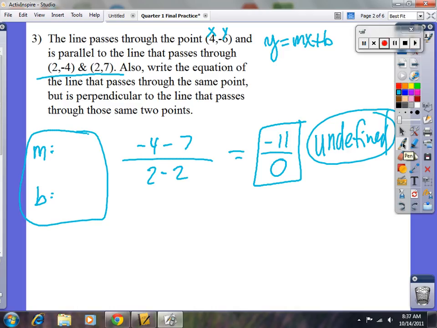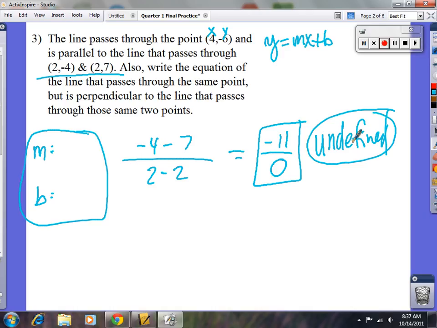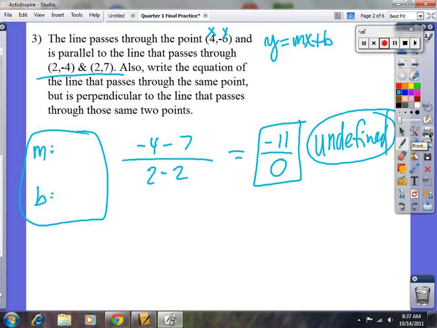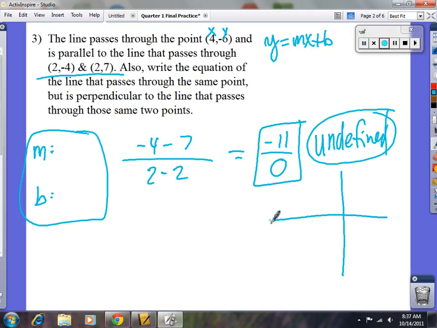What kind of a line has a slope that's undefined? Vertical. So let's draw a picture real quick. If you have a coordinate plane, a y-axis, x-axis, look at these two dots. If you go over 2 and down 4, you got a dot right there. And if I go over 2, up 7, draw yourself a picture. This is a vertical line. So this line that our line is parallel to is vertical.